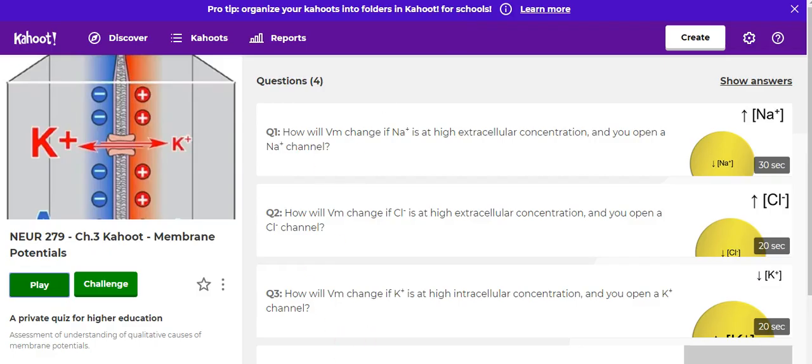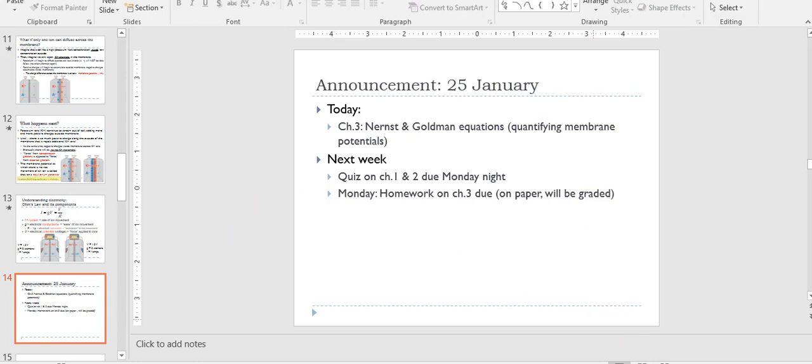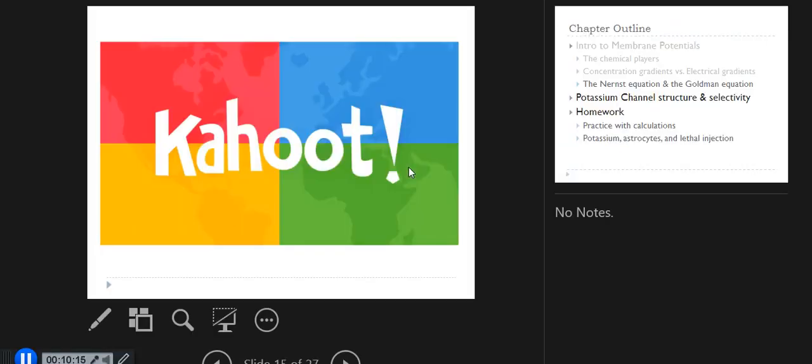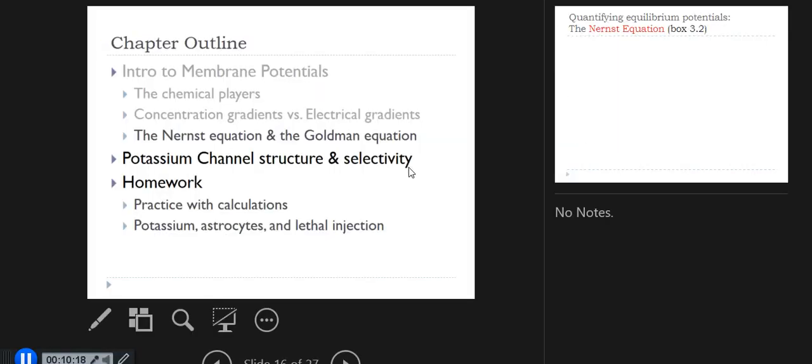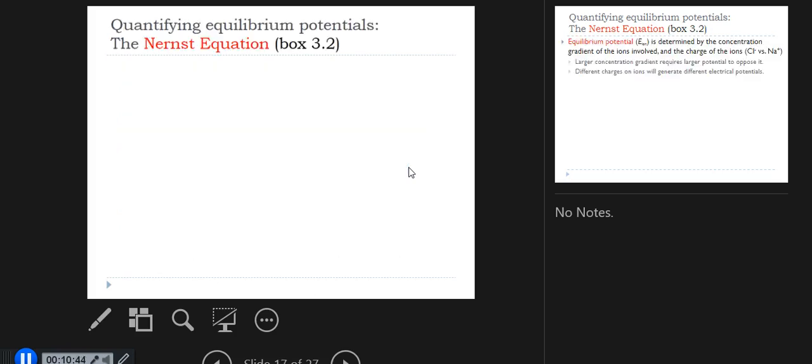So let's get back to that point. What we just did through that Kahoot quiz is we took a situation where we knew what the concentration gradient was, at least conceptually, and we knew the charge of the ion, and we were able to figure out what charge the equilibrium potential should be. Should it be a positive charge or a negative charge that would need to oppose the concentration gradient? We can do better than just predicting that sodium's equilibrium potential should be positive. We can actually predict the actual number, and we do so using this equation.